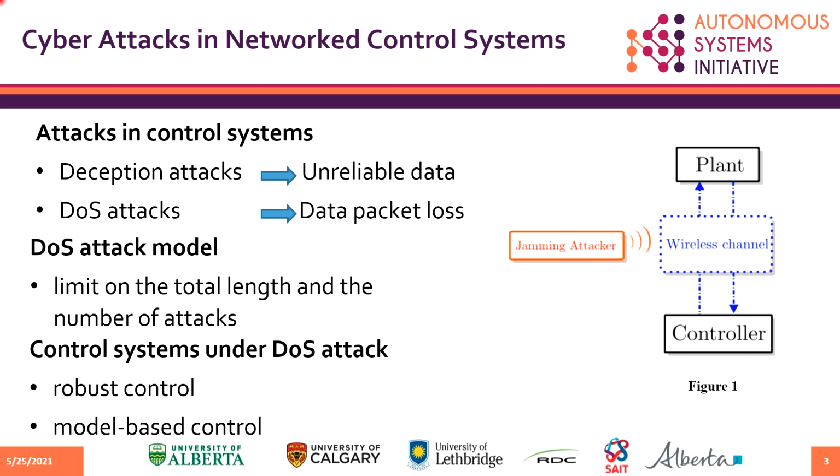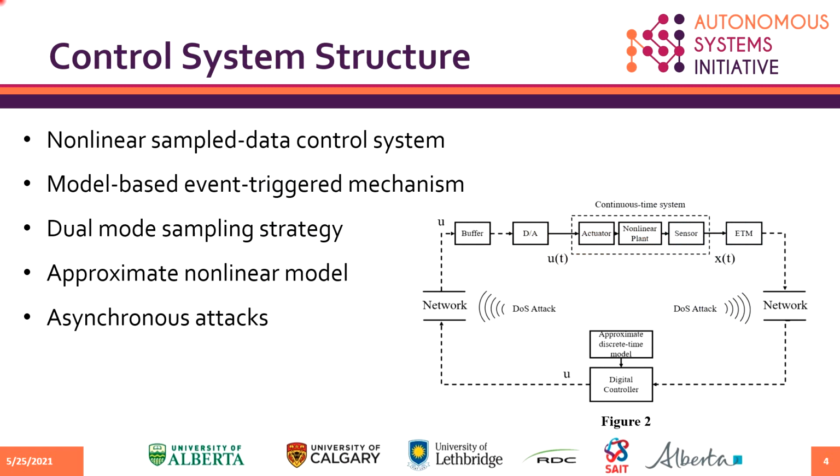There are two main control strategies against denial of service attacks. First, robust control, where a controller is designed to tolerate the maximum possible length of consecutive data losses induced by a denial of service attack. Second, model-based approach, where the controller employs the plant model to generate a prediction of the plant's future output to be used during attack intervals. And our proposed method belongs to the second type.